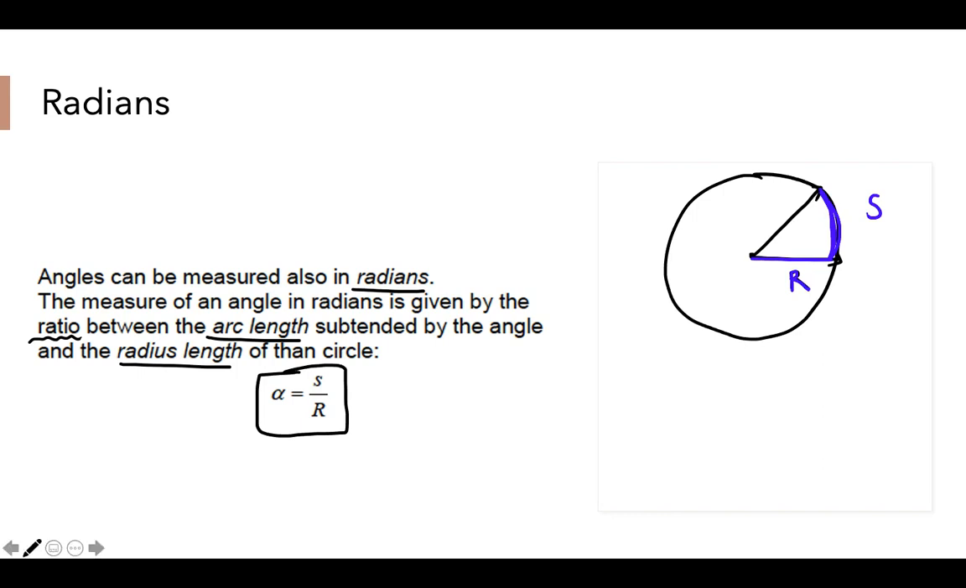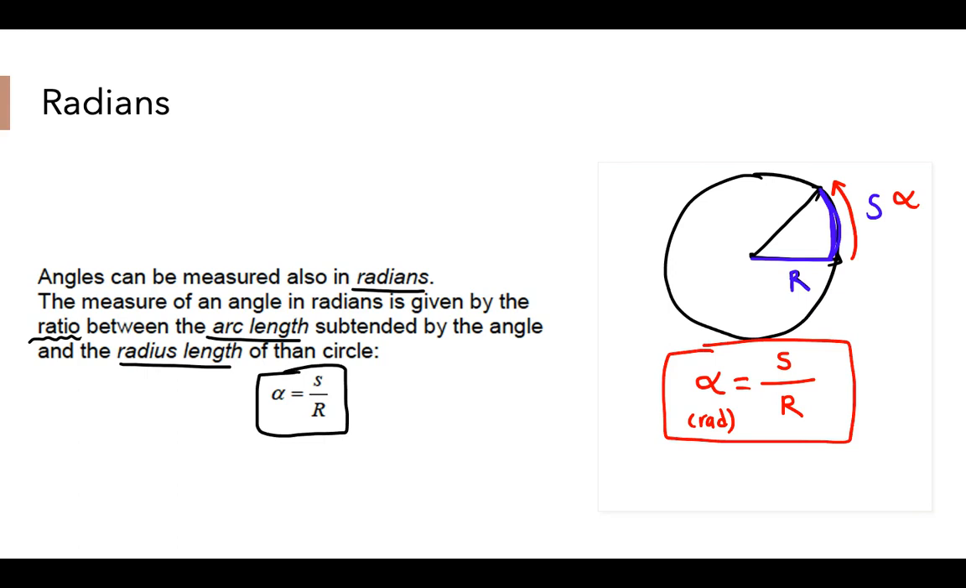Therefore, to figure out the angle, the alpha in this case is represented from here to here. The measure in radians is equal to the length of the arc, S, over the length of the radius of the circle. That is a formula that you have to keep in mind.